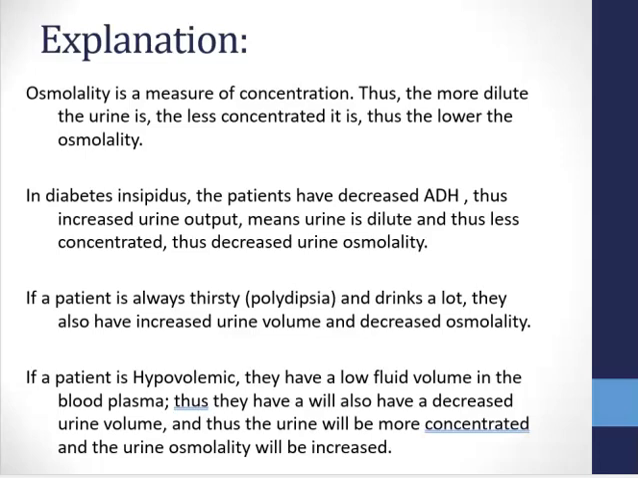Thus, decreased urine osmolality. If a patient is always thirsty or has polydipsia, they drink a lot. They also have increased urine volume and will have a decreased osmolality. If a patient is hypovolemic, they have a low fluid volume in the blood plasma. Thus, they will also have a decreased urine volume. Thus, the urine will be more concentrated. The urine osmolality will be increased.